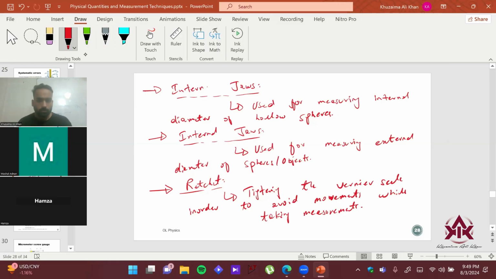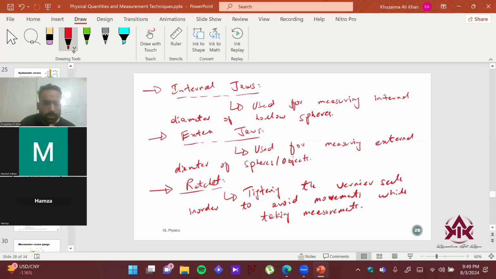सर ये रैचेट की डेफिनेशन क्या लिखी हुई है? Ratchet spelling is RATCHET. So what am I writing? No definition. Definition ये है कि it's used for tightening the vernier scale in order to avoid movements while taking measurements.